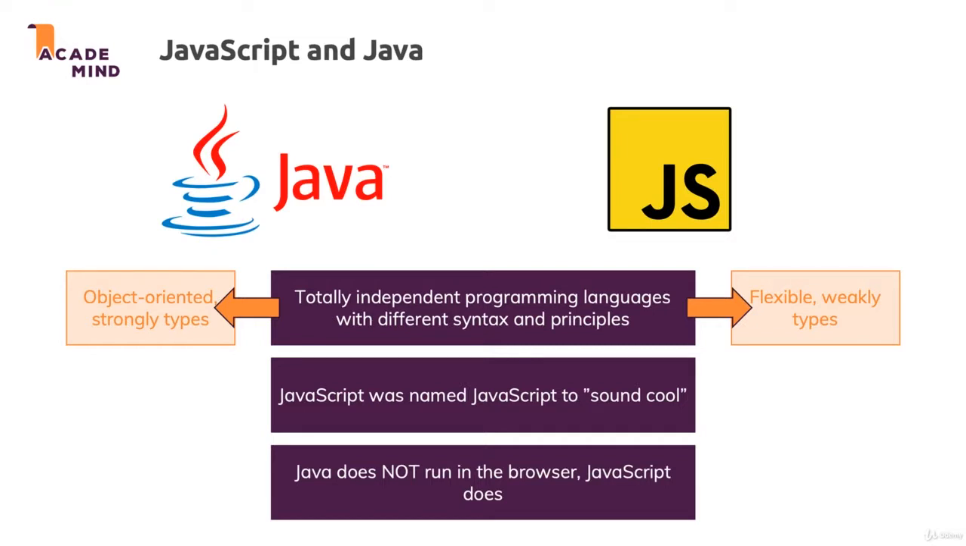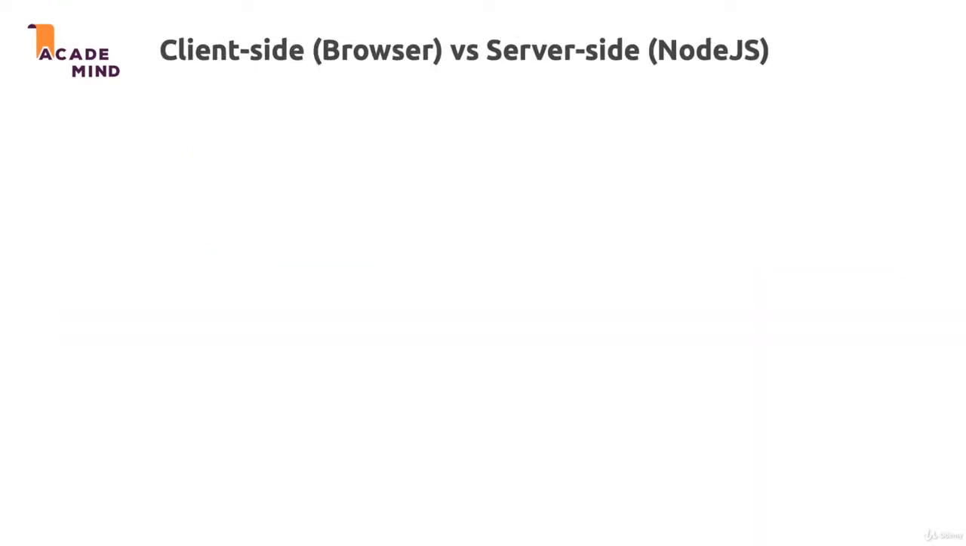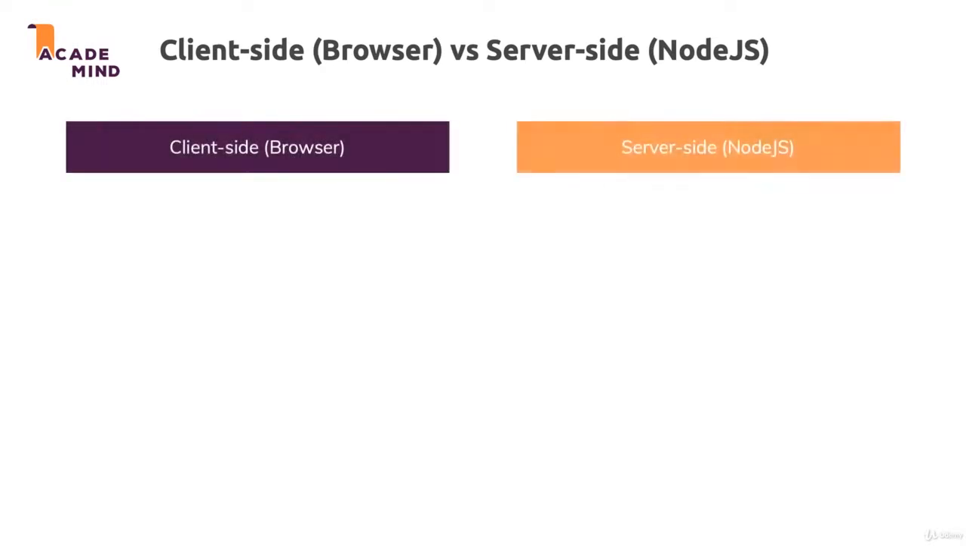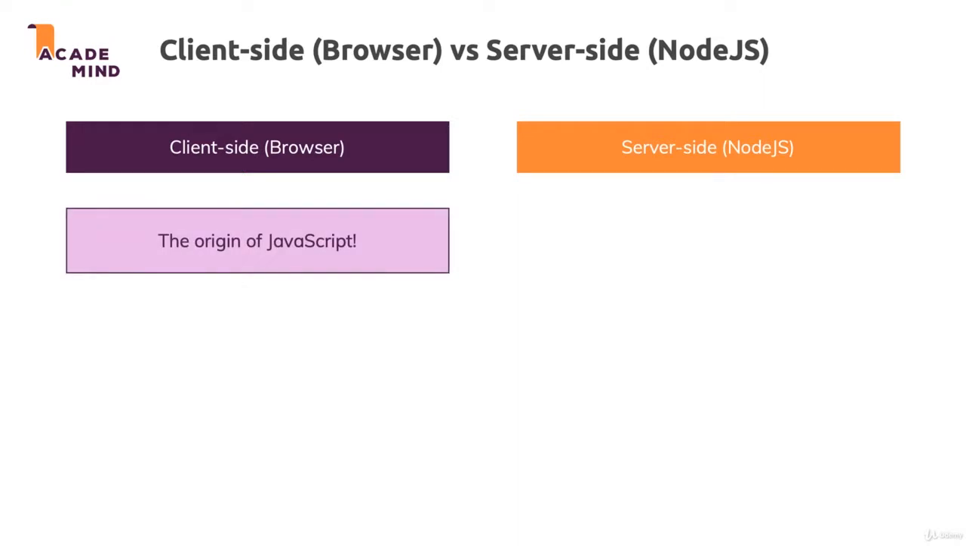JavaScript does. And speaking about that differentiation between client-side and server-side JavaScript, client-side means in the browser, server-side, with the help of Node.js, means on a machine that is connected to the internet, which might be serving web pages, but which doesn't run code directly on the machines of the end users. And the client-side part is really the origin of JavaScript.